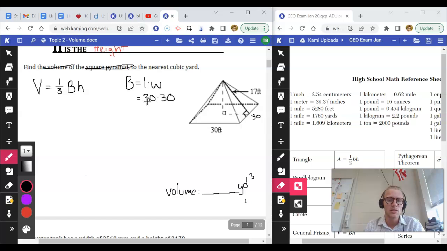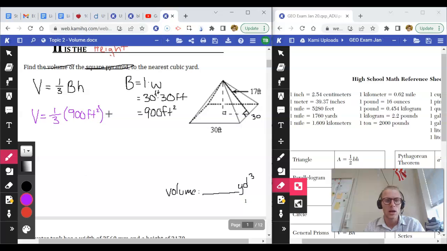So 30 times 30, 3 times 3 is 9. We got 2 zeros. That's 900 feet squared. Okay, because that was 30 feet. See, I'm still bad at writing units. Maybe someday I'll get better. Feet times feet is feet squared. Okay, so I'm going to be able to plug that into my volume equation. So volume equals 1/3 times 900 feet squared.